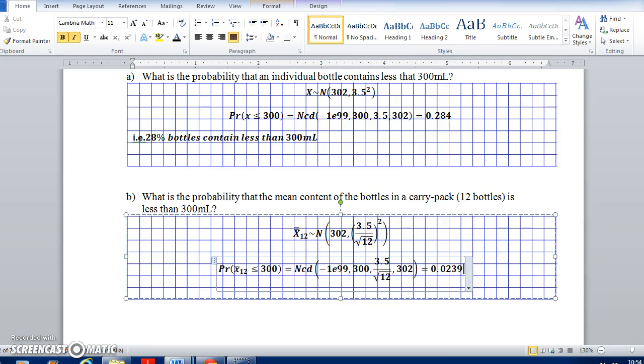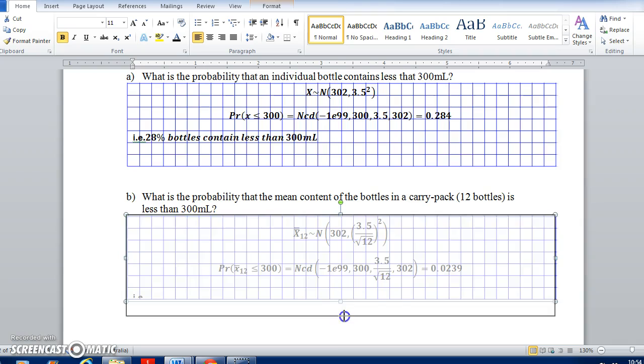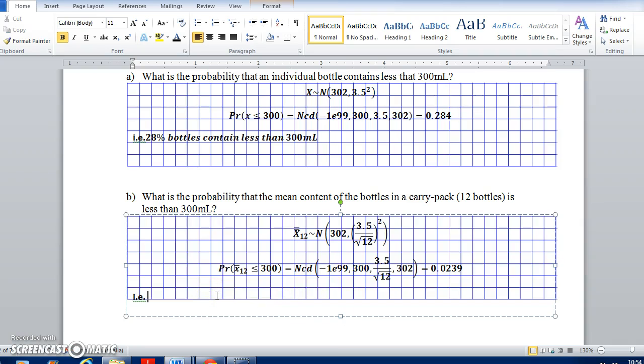0.0239 via our calculators. So that really means that around 2% of carry packets have a mean content less than 300 milliliters.